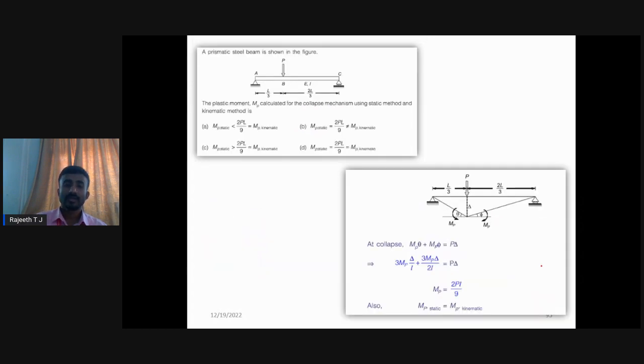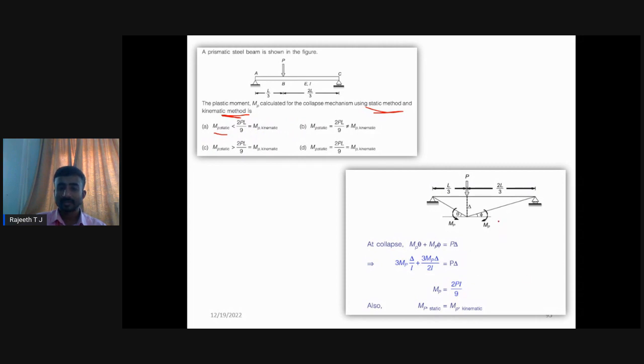Now one more problem, a recently asked question. The prismatic steel beam is as shown in the figure. The plastic moment MP calculated for the collapse mechanism using the static method and the kinematic method is... They gave 4 options here. MP static is less than, or equal to, 2 PL by 9, equal to MP kinematic.